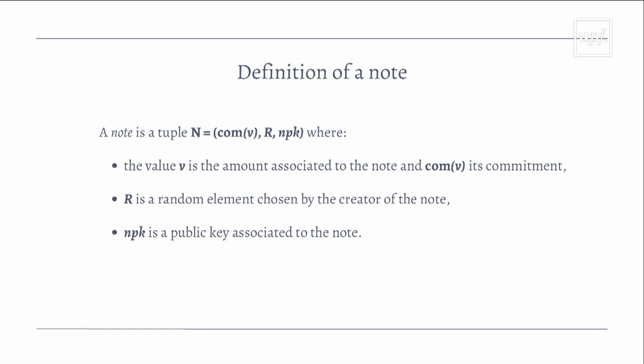So in order for me to explain what it means to own a node, we should know what a node is in the first place. A node consists of 3 elements mainly. One is the commitment of a value, so how much is that node worth? There is an element called R, which is a point in the curve. And then what we call the node public key, which is a public key associated to the node. And this is the important part: only the person capable of calculating the secret key associated to it will be able to spend the node.